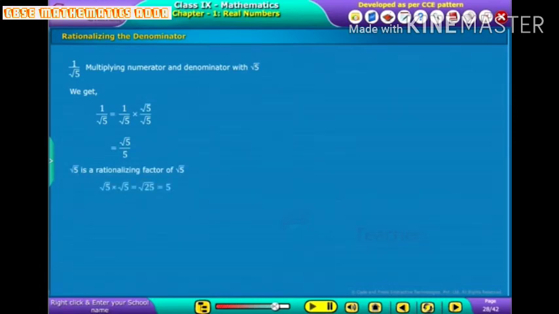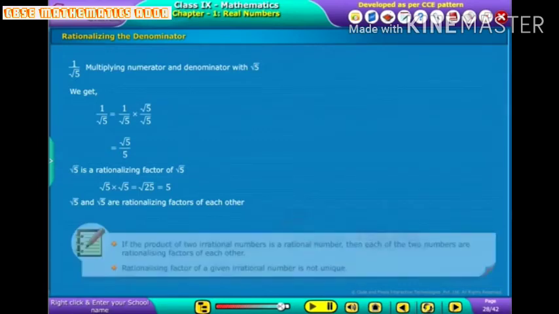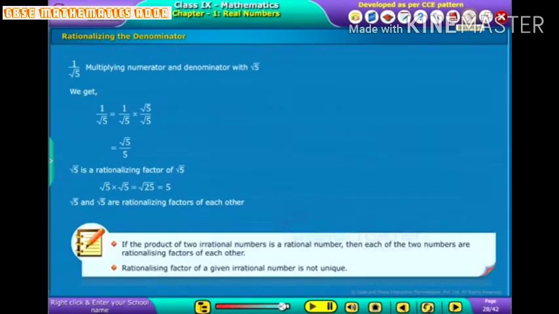Similarly, the product of root 5 and root 5 is 5. Here, root 5 and root 5 are rationalizing factors of each other. Note, if the product of two irrational numbers is a rational number, then each of the two numbers is a rationalizing factor of the other. The rationalizing factor of a given irrational number is not unique.